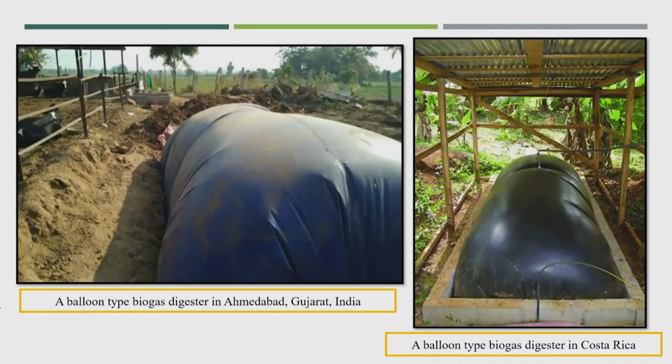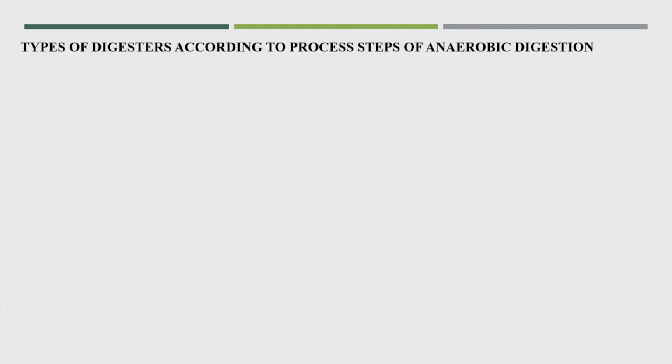This is one balloon type biogas digester in Ahmedabad, Gujarat, but this is majorly for cattle manure. Okay. This is in Costa Rica.